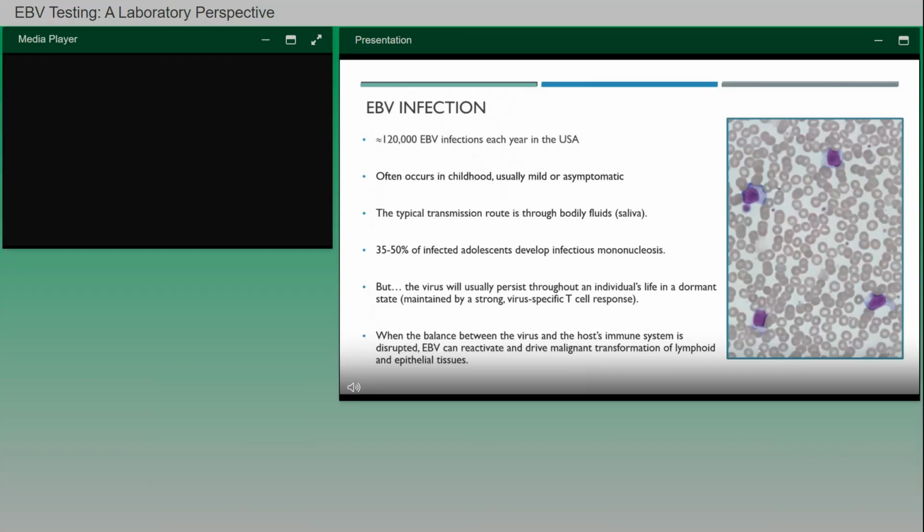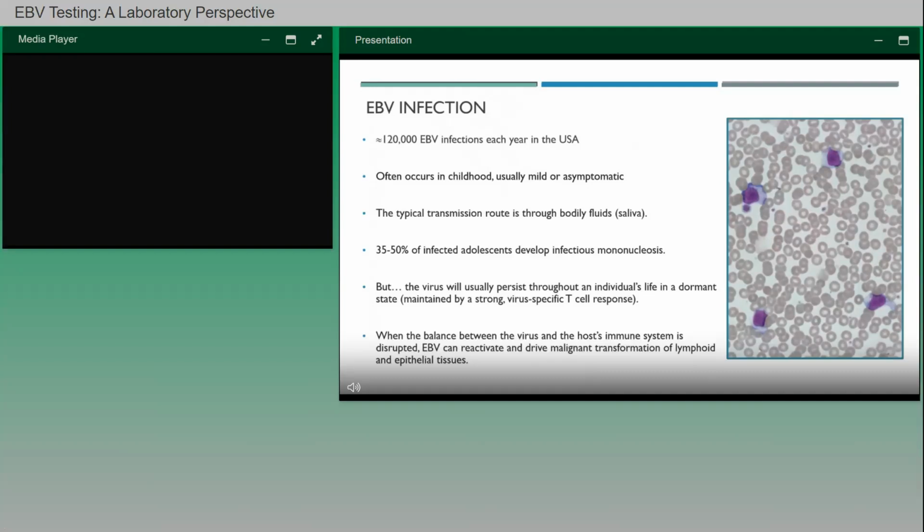30 to 50% of infected adolescents will actually develop a visible infectious mononucleosis that we can see in a peripheral blood smear, where we can see reactive lymphs. But the big thing is that the virus is usually persistent throughout the individual's adult life in a dormant state, as I said. It usually doesn't reactivate, but it can. If you have a healthy T cell response and a good immune system, then you'll keep that virus in check, and you'll never get that reactivation phase. But if your immune system is disrupted, then you do have that risk of reactivation.